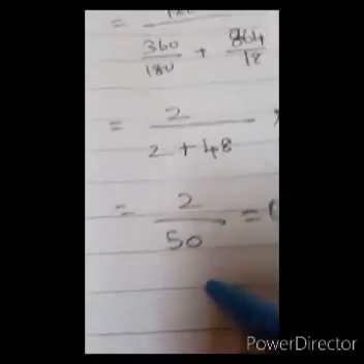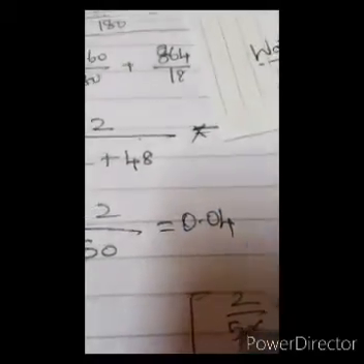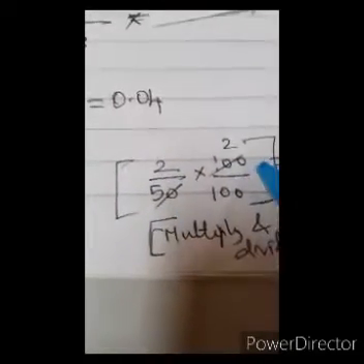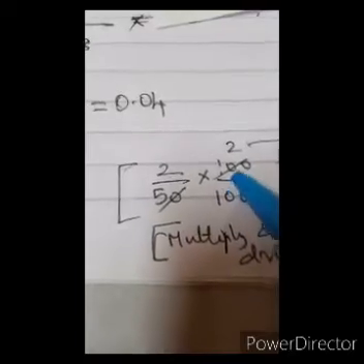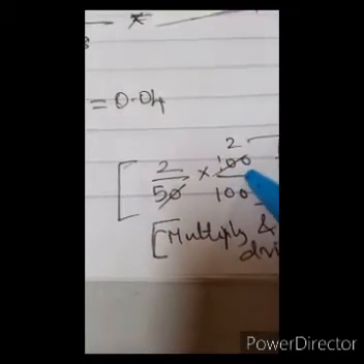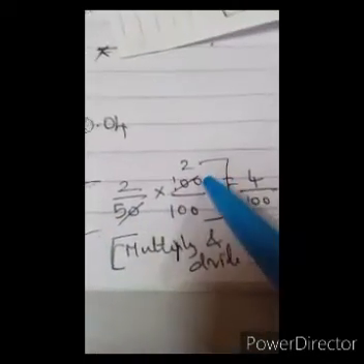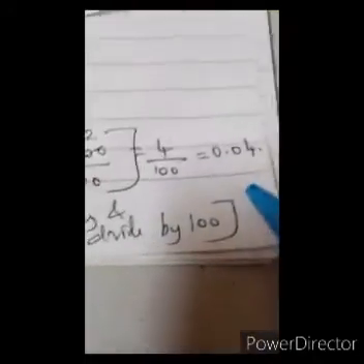Now 2 by 50. How did it become 0.04? We do it like this. 2 by 50. Multiply the numerator and denominator by the same number 100. We are using 100 so that it is easy to cancel. So 50 and 100 get cancelled. So we get 4 by 100, which is 0.04.